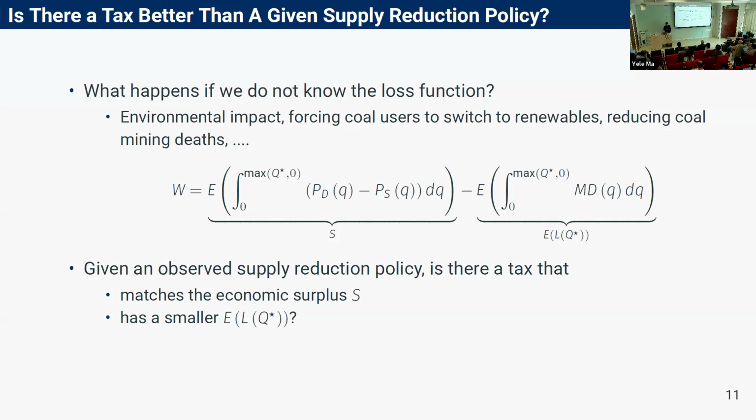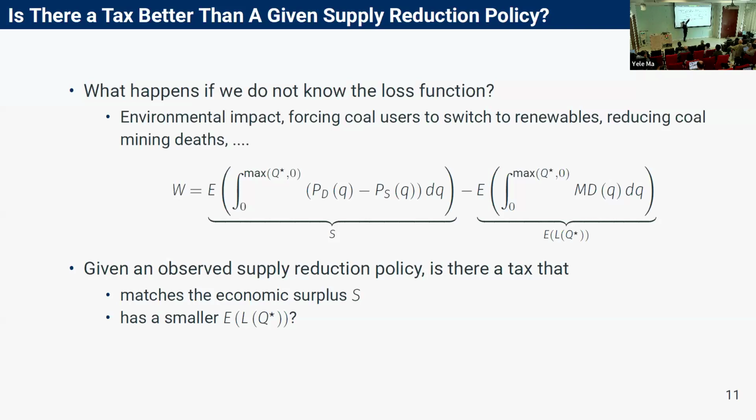So the key idea of this paper is to write down this objective function, the welfare, into two parts. The first part is the economic surplus, where we have tools to estimate these objects reasonably well. And the second part is the externality, the external loss function, which we do not really know how to estimate well. Now, given an observed supply reduction policy, think about this as the coal production constraints that happened in 2016. Given this type of policy, we're going to consider a tax that exactly matches the economic surplus part.